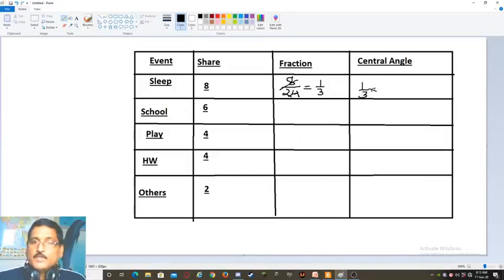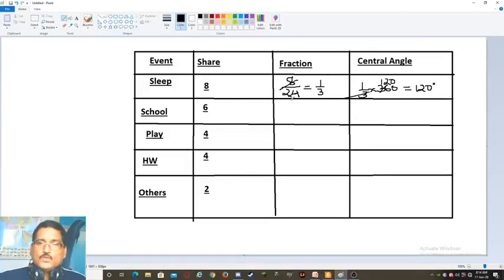Now 1 by 3 into 360. This is a very important part, I am telling you. After giving this much energy, still I am not getting 100% success. Every year some of the students are doing very well, some of the students are not able to do it because of attention. You are not putting attention. You have to give your attention here. After cutting, I am getting 120 degree. That means sleep is equivalent to 120 degree.